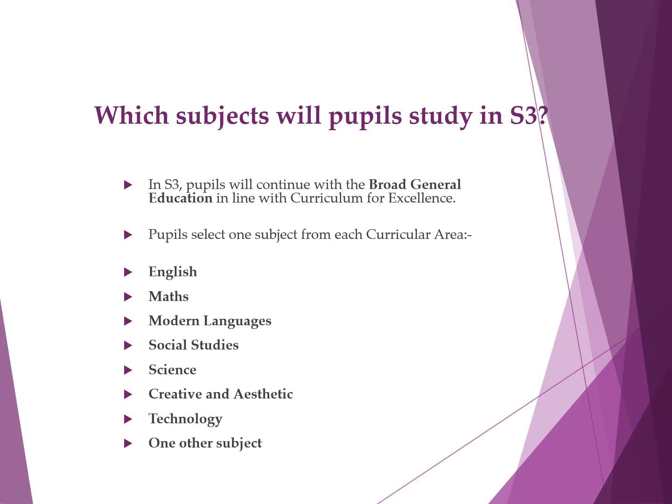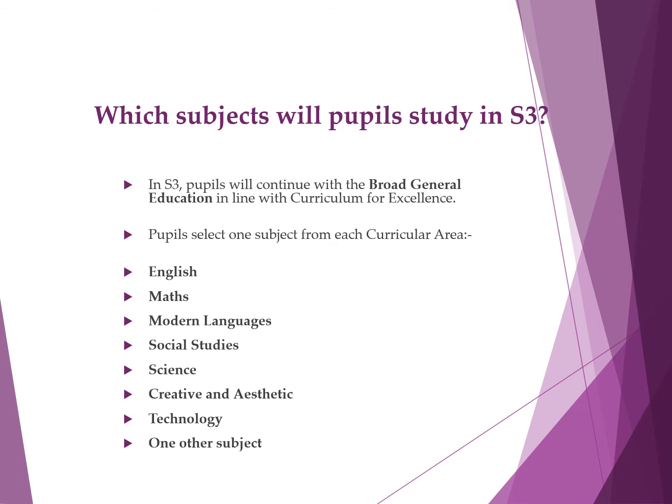The curriculum structure in S3 covers each curricular mode. The curricular modes are English, Maths, Modern Languages, Social Subjects, Science, Creative and Aesthetic, and Technology. This ensures balance in each pupil's curriculum. It is important at this stage that pupils continue with the broad general education, and therefore pupils are asked to choose subjects from each of these areas.